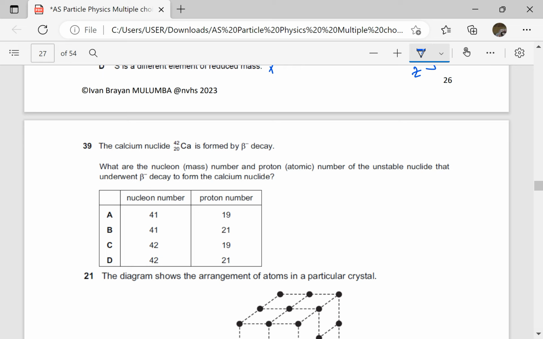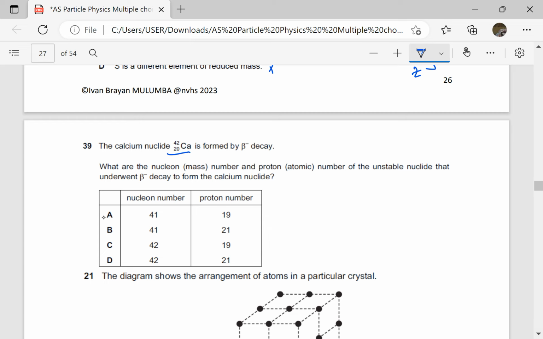The calcium nuclide Ca is formed by beta minus decay. What are the nucleon number and proton number of the unstable nuclide that underwent beta minus decay to form the calcium nuclide?